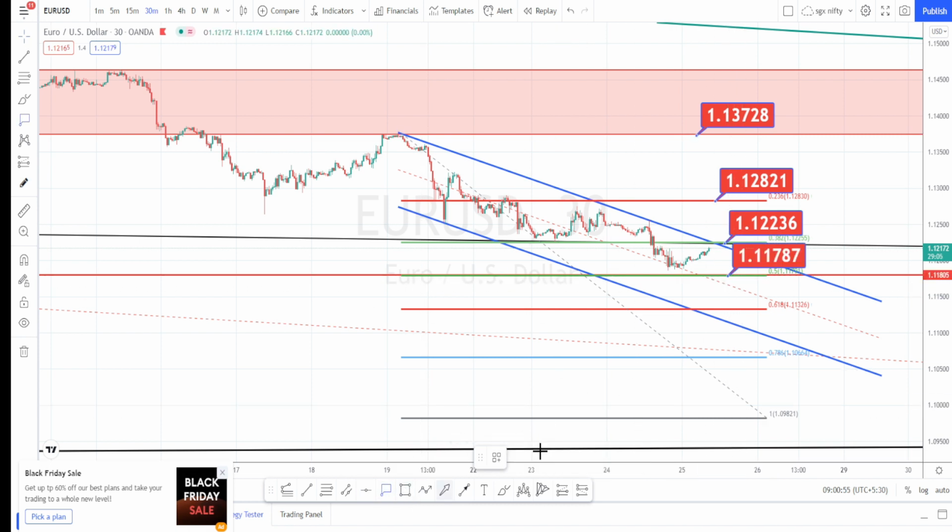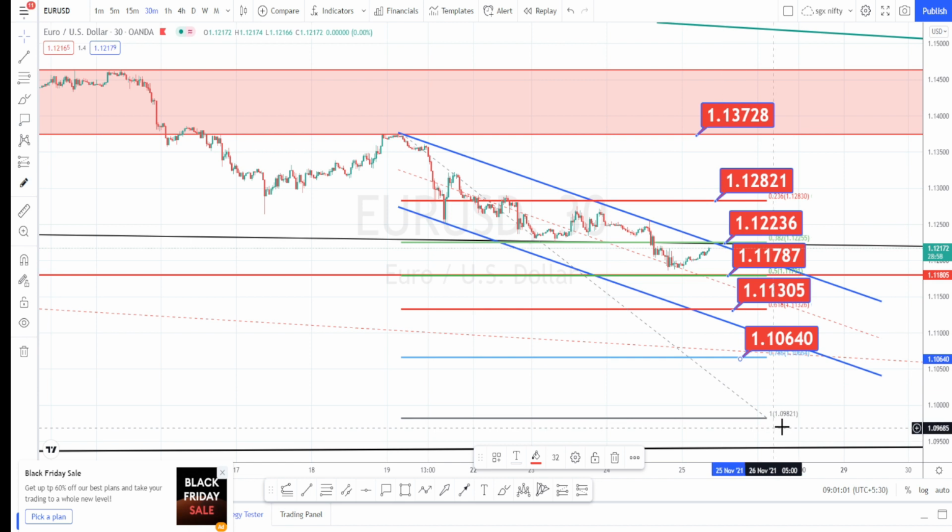Next level of support is going to be here, and next level of support is going to be over here. Let us see how market moves today, but I'm still expecting the bearish market to continue. Mark these ranges in your chart and decide your entry and exit based on the support and resistance level.